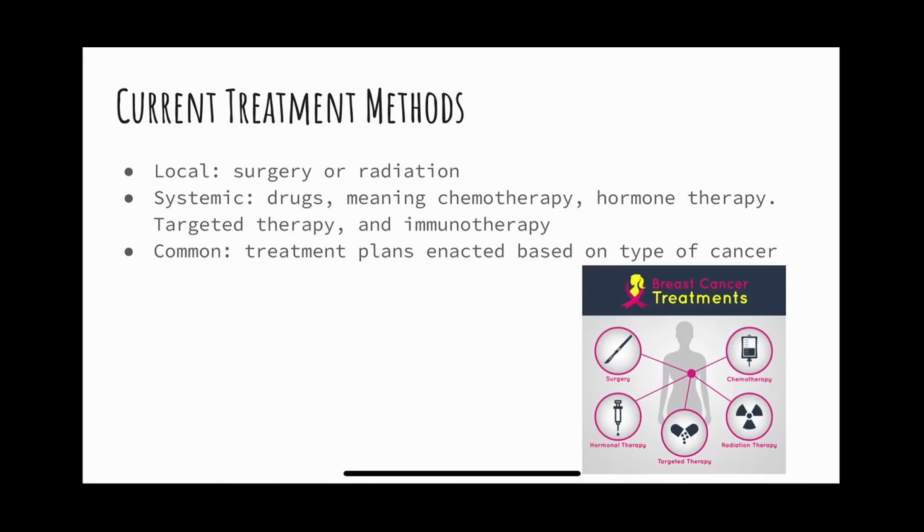Current treatment methods. Local ones focus on just removing the tumor. That's through surgery or radiation, cutting it out, or killing it with radiation. And there's the systemic, which is overall. And that's drugs, chemotherapy, hormone therapy, targeted therapy, and immunotherapy. But it's most common for treatment plans to be made for each patient.